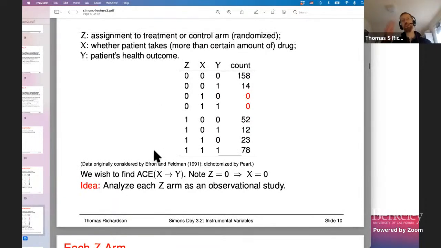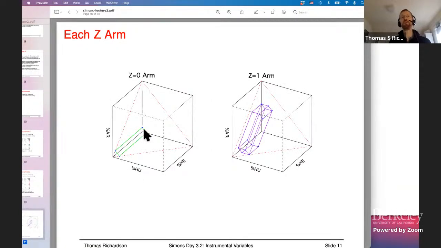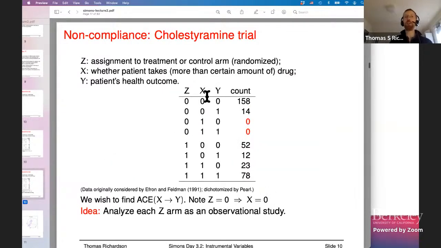Okay, so if you were here for the first lecture this morning, then you know we just did a very careful analysis that allowed us to work out what were the possible distributions relating treatment and outcome from an observational study. So now we've got two observational studies, so we could look at both of them. This is what we would get from the Z equals zero arm. Here things become degenerate because it was a very boring observational study where everybody got control. It was an observational study where nobody chose to take treatment.